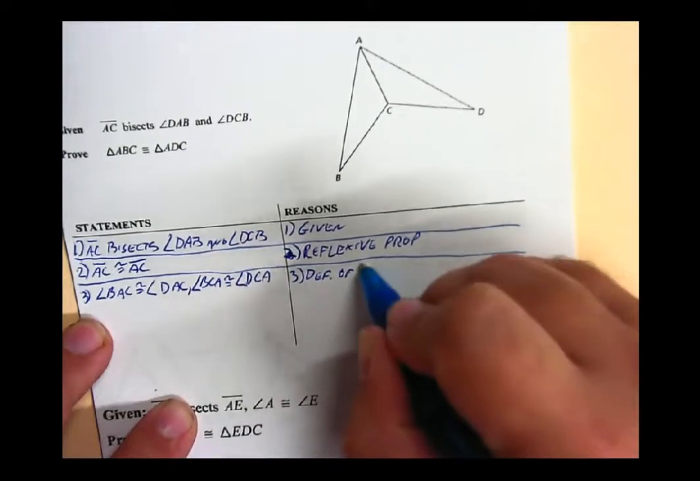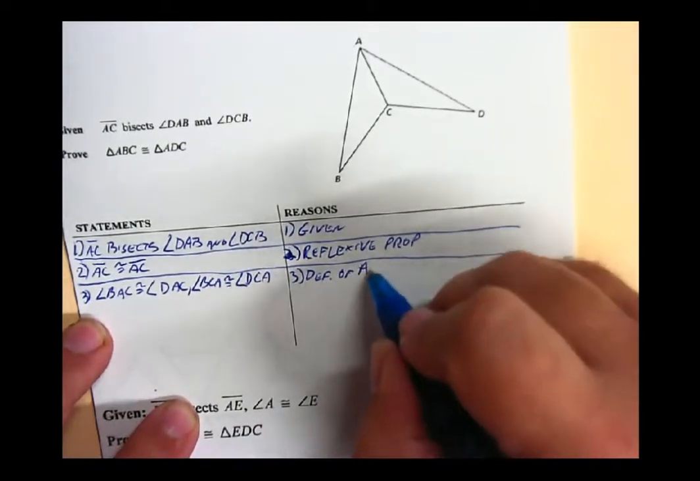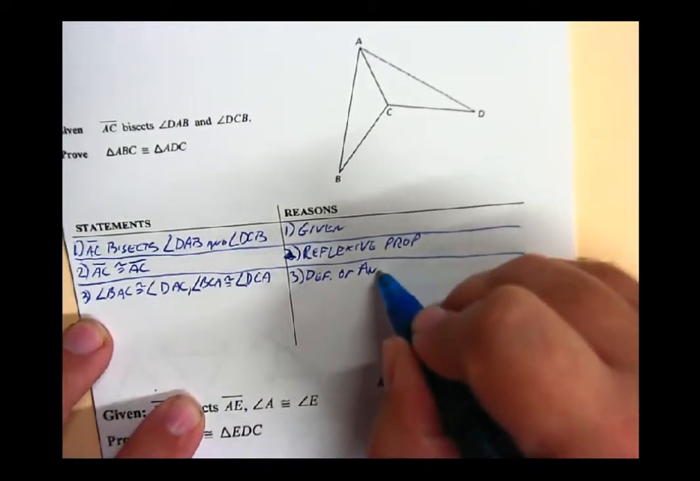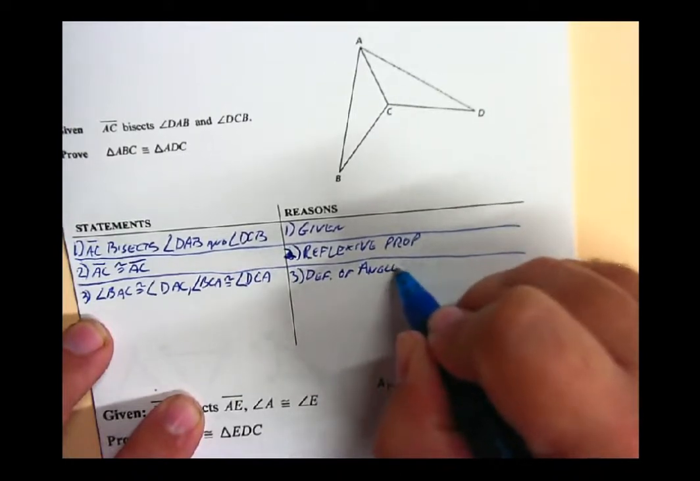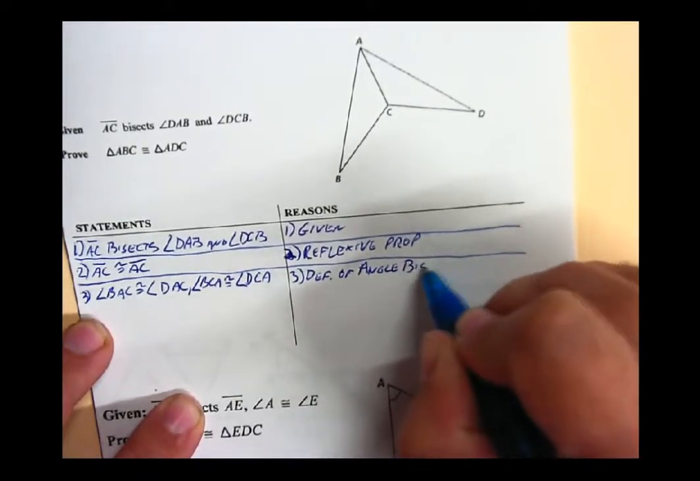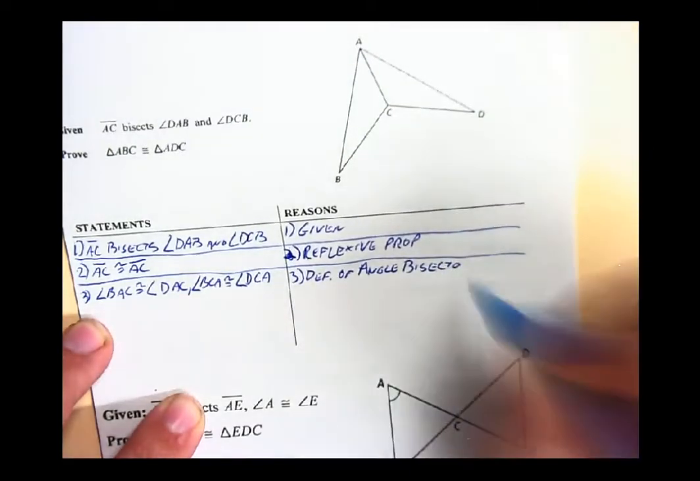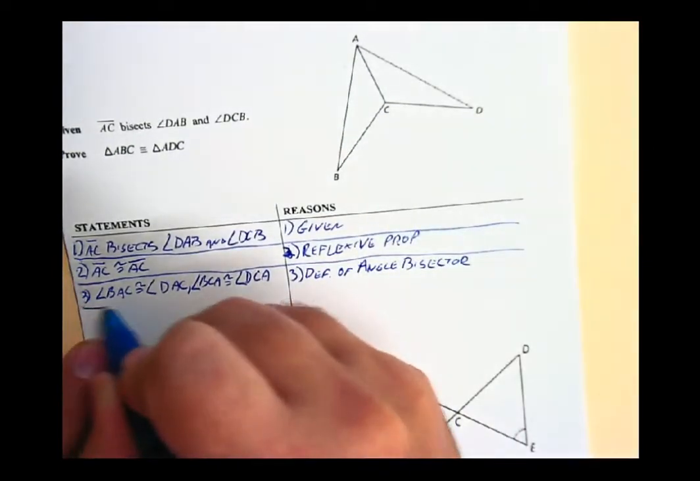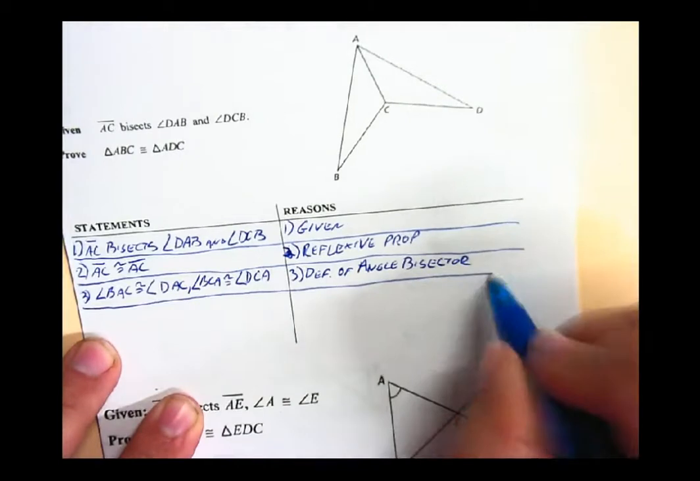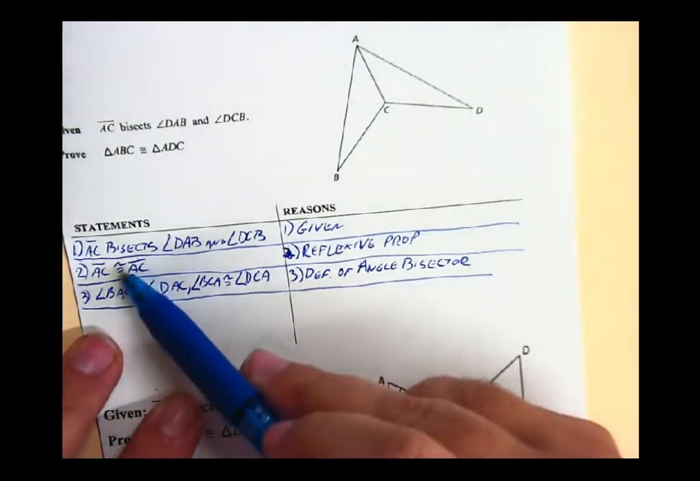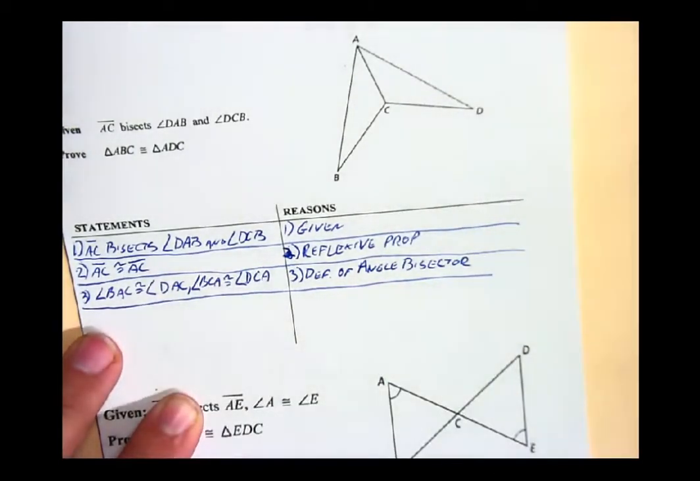Definition of, when you specify this is an angle bisector, not a segment bisector. So definition of angle bisector. Definition. Alright, so now I have one side and two angles congruent.